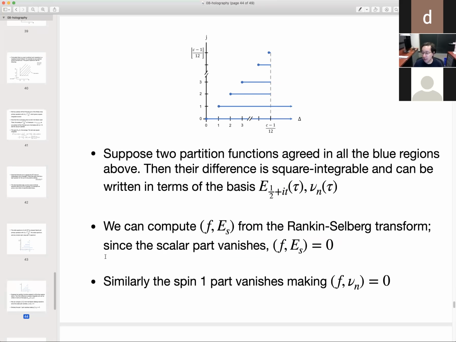So let's suppose otherwise. Let's suppose there were two partition functions that agreed in all the blue regions above. We could take their difference, and their difference would be square integrable, which by definition means it can be written in terms of this basis that we've been considering. And it turns out that the scalar part alone is enough to determine the overlap with the continuous series. And if the scalar part vanishes, the overlap is 0. And then the spin 1 part is enough to determine the overlap with the discrete series, and the overlap would be 0 as well. So therefore, the difference would vanish, and then these two spectra would be identical.